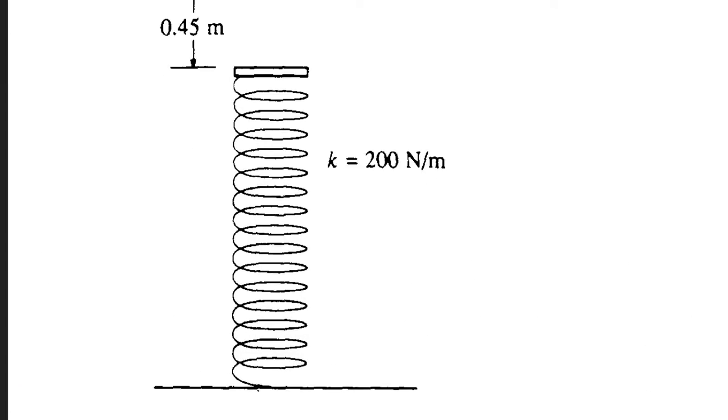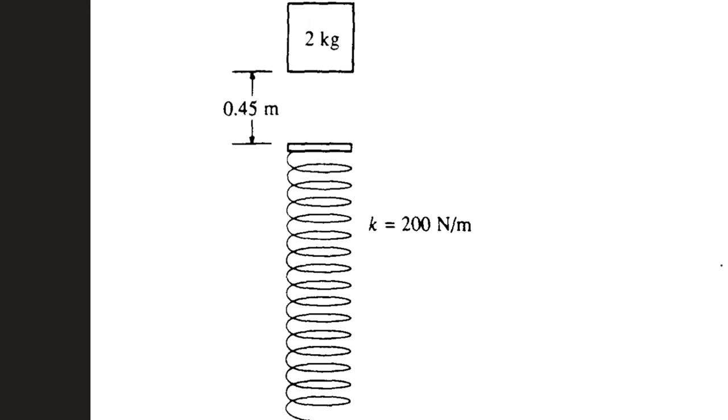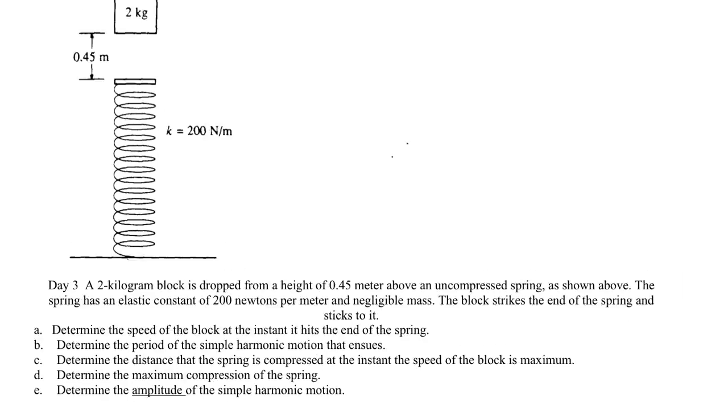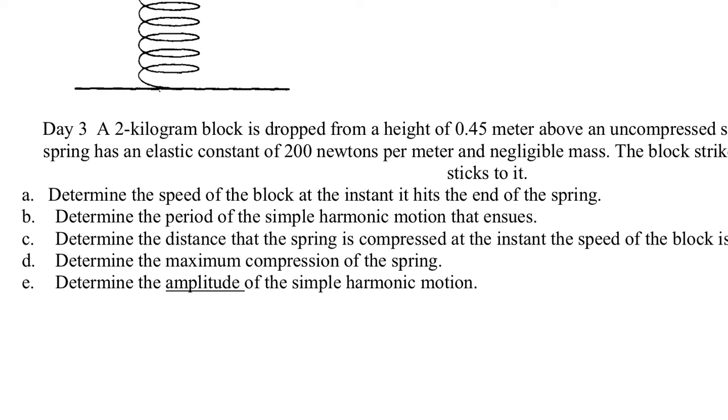You guys see what the picture looks like, right? Drop a box. It's going to land on a spring. There's information about this. The spring in its relaxed state is 0.45 meters away from the box, which is 2 kilograms. And the spring has a spring constant of 200 newtons per meter. Question A asks, what is the speed of the block at the instant it hits the end of the spring?